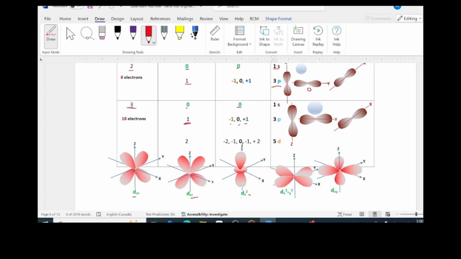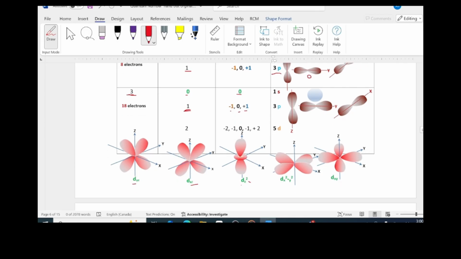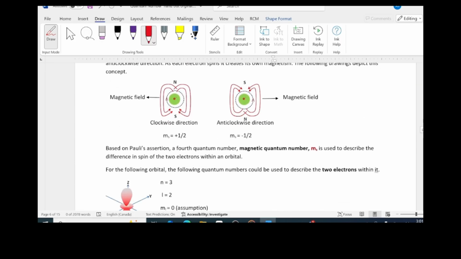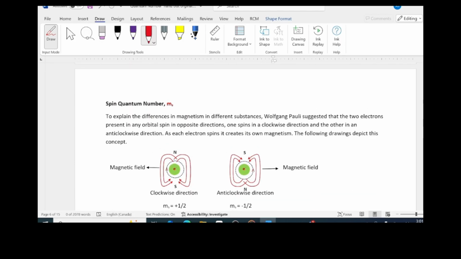So this is how quantum numbers have been derived so far. You have 3 of them. But now there's a 4th quantum number that is called the spin quantum number. Wolfgang Pauli suggested that the 2 electrons present in an orbital spin in opposite direction. One spins in a clockwise direction and the other in an anti-clockwise direction.